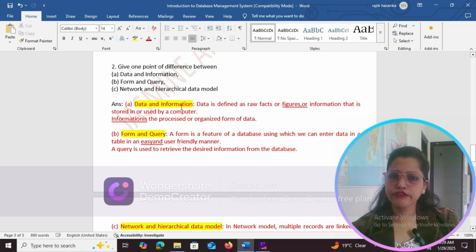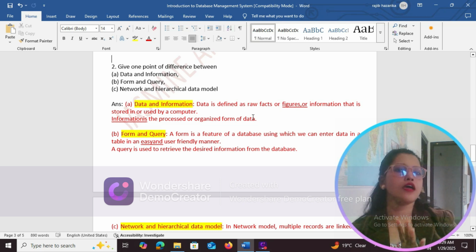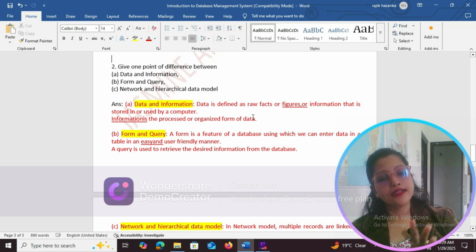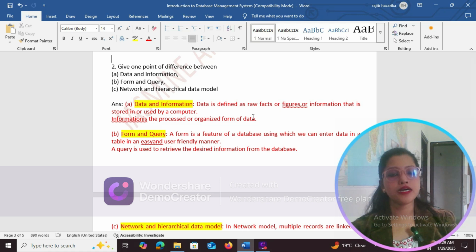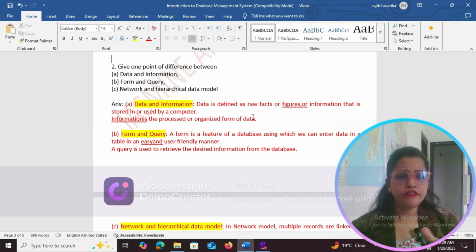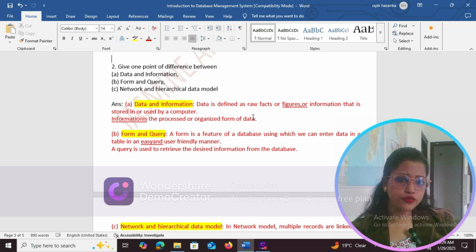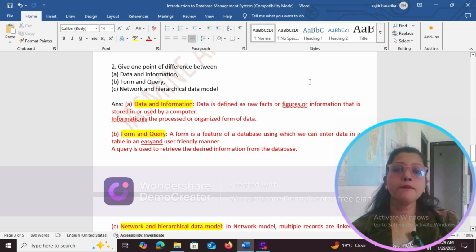So data and information. Data is defined as a raw fact or figure. Already I have told, data means what? Raw fact. Okay. My name is a raw fact. If I enter my name, my date of birth, my Aadhaar card, every detail, my address, then all together it will form what? It will form information.